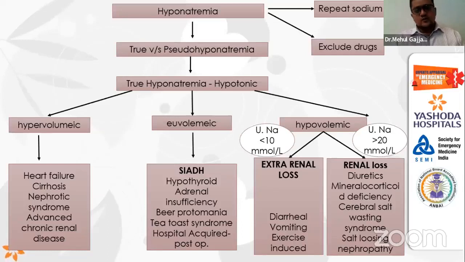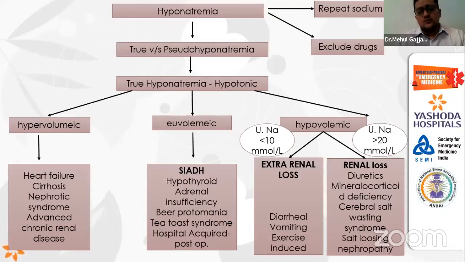Coming to euvolemic hyponatremia, the most common cause is syndrome of inappropriate antidiuretic hormone secretion, where excessive ADH is secreted. The ADH secretion can be stimulated by various cancers, particularly small cell carcinoma of lung, or various drugs. All of this can lead to SIADH. Second, hypothyroid state and adrenal insufficiency can also cause euvolemic hyponatremia.